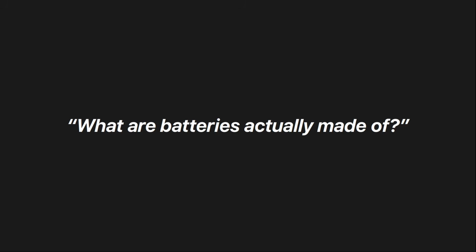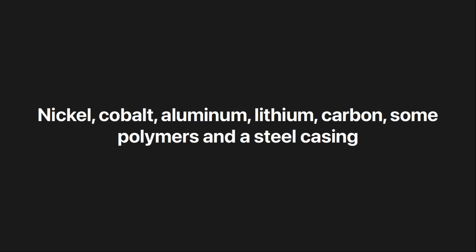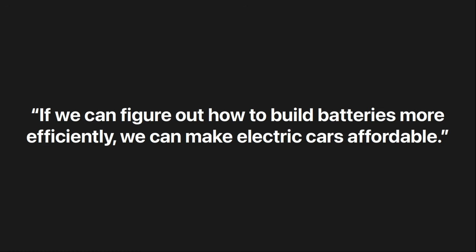So, with that being said, let's discuss what batteries are actually made of. So what are batteries actually made of? Nickel, cobalt, aluminum, lithium, carbon, some polymers, and a steel casing, right? If we can figure out how to build batteries more efficiently, we can make electric cars affordable. This is what Elon Musk thought. Okay, he looked up the prices of the raw materials on the commodities market, and what do you know? Cost was much lower, around $80 per kilowatt hour, right? And this allowed him to make electric cars really affordable.